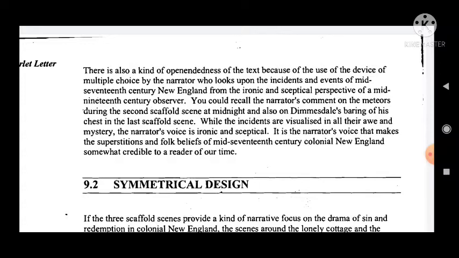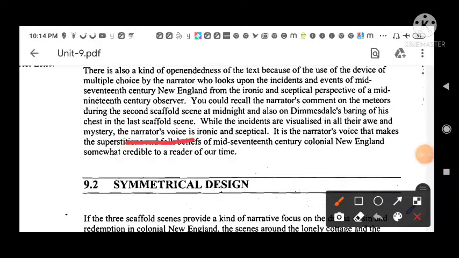Here is the main key point you can note down: the narrator's voice is ironic and skeptical.